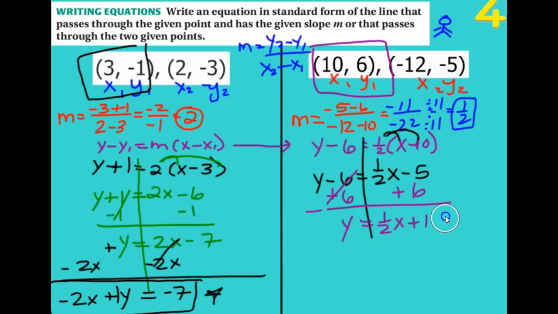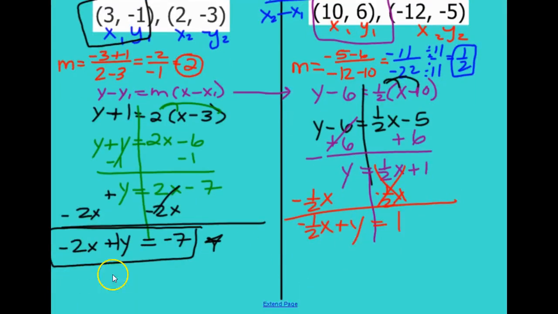We want to get x and y on the same side so that it is in standard form. So I'm going to subtract the 1/2 x over to the other side. So those are gone. I have negative 1/2 x plus y equals 1. And then this would be an acceptable answer, but for example on the MCA test they might have all of them with whole numbers instead of fractions. So we could take this whole thing and multiply by 2 to get rid of the fraction. So we'd have negative 1x, because 1/2 times 2 would be 1, plus 2y equal to 2. That would also be an acceptable answer.